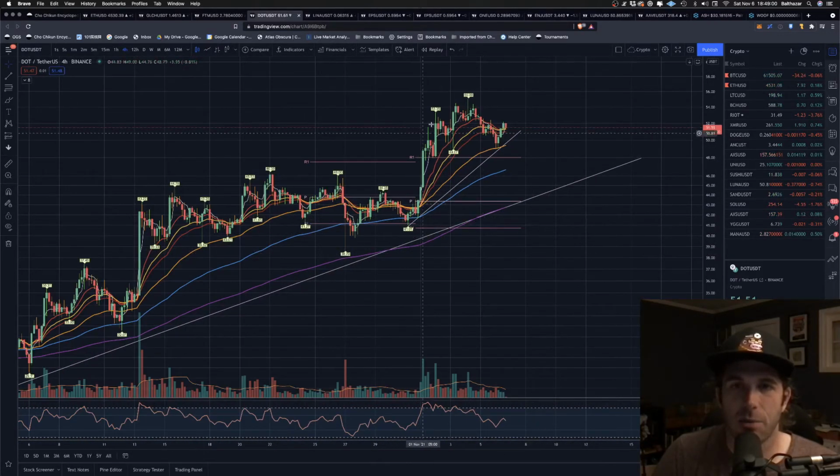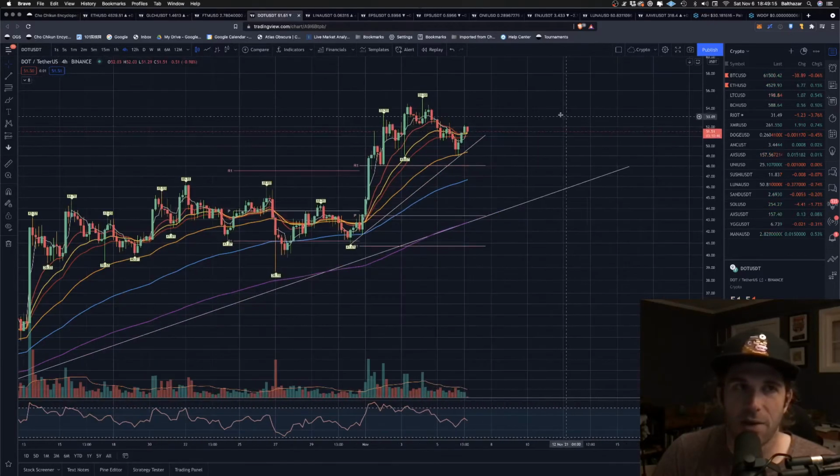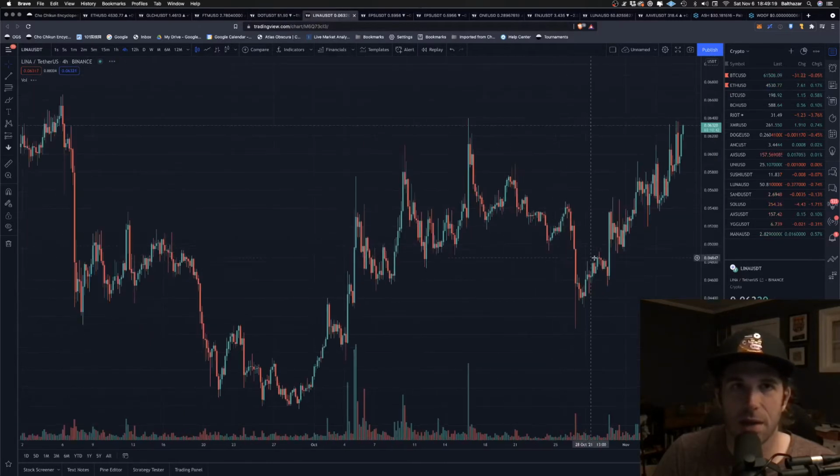We just got a really big move and we're consolidating a little bit. And so far, bulls have defended this trend line. So we'll have to see if the bulls can go above this 55.09 level and continue higher with a blue sky breakout. Here is LINA USDT.